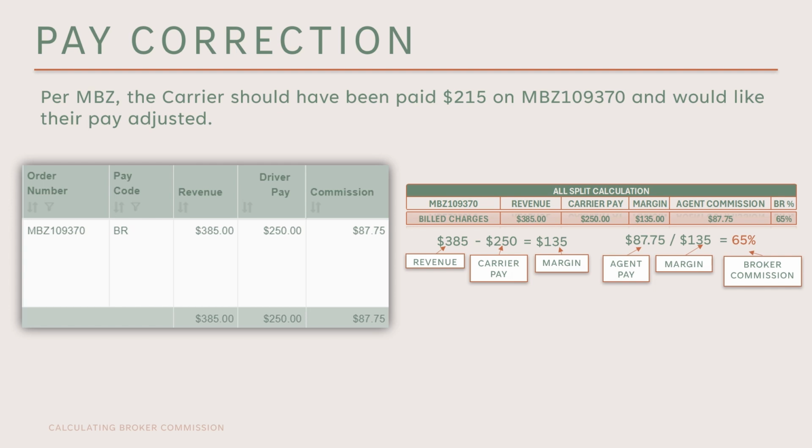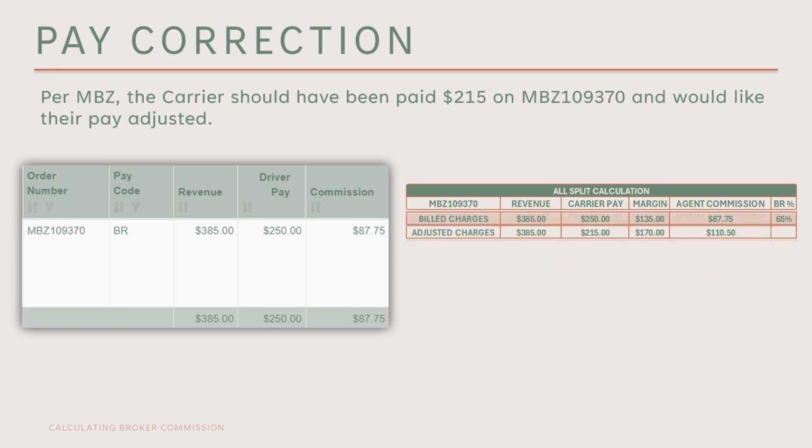So now we're going to start with our adjusted charges. So we're not changing the revenue because per that email, we're only changing the carrier's pay. So we're going to enter 385 again for the revenue because there's nothing changing here. However, we are going to update our carrier pay from 250. We're going to put in 215 because that is the amount the agent said they should be paid.